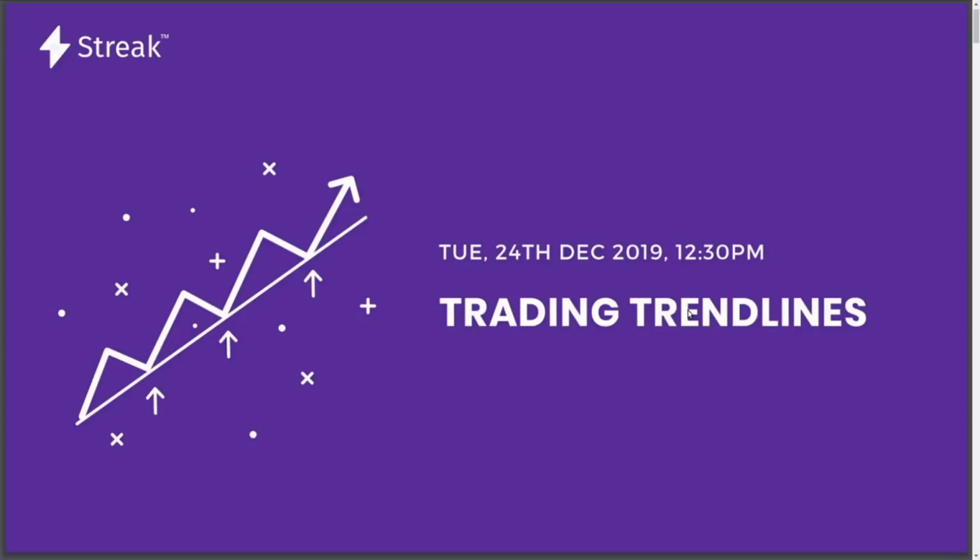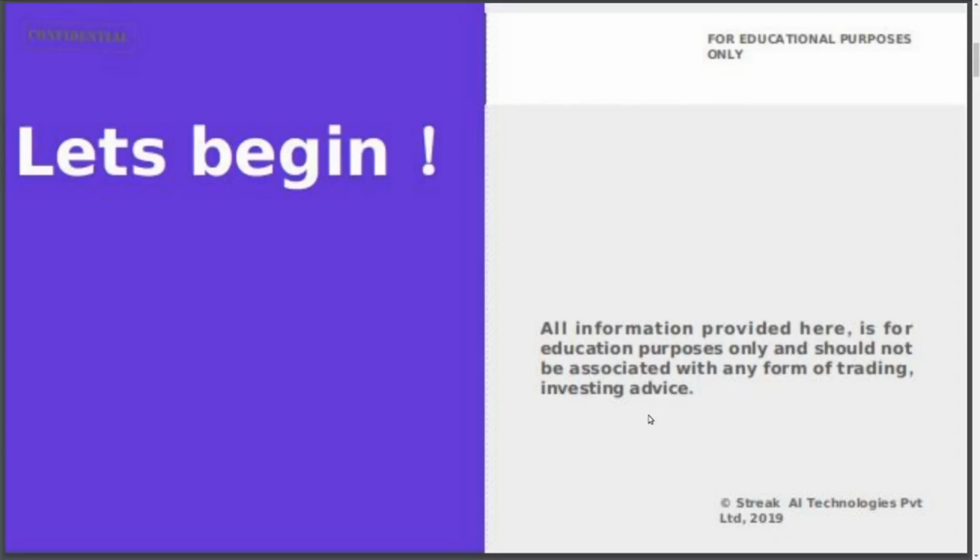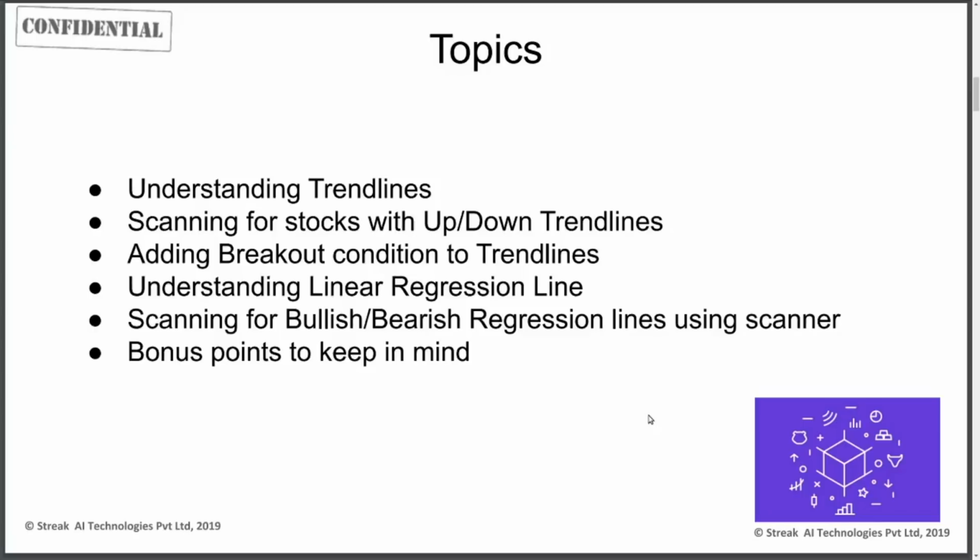In this webinar, we are going to cover trading trend lines. Let's quickly get started. So, the following topics are going to be covered in this webinar. First is understanding trend lines. Second is scanning for stocks with up and down trend lines. How do you scan stocks where an upward trend line is being formed or a downward trend line is being formed? Adding breakout conditions to trend lines, understanding regression lines, scanning for bullish and bearish regression lines using the scanner, and then at the end some bonus points to keep in mind when trading with trend lines.